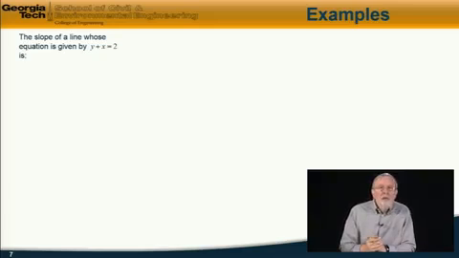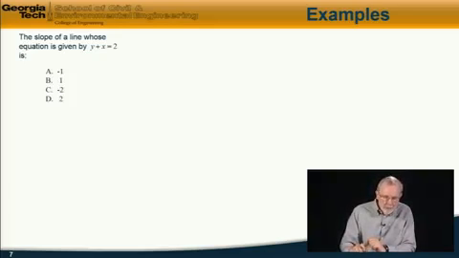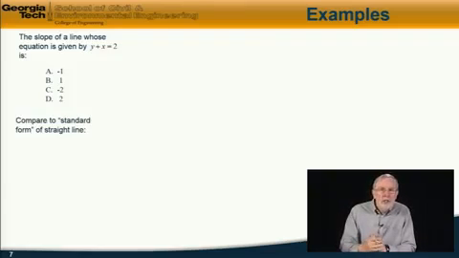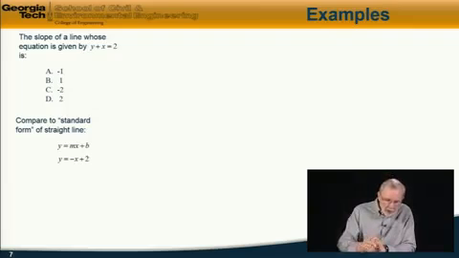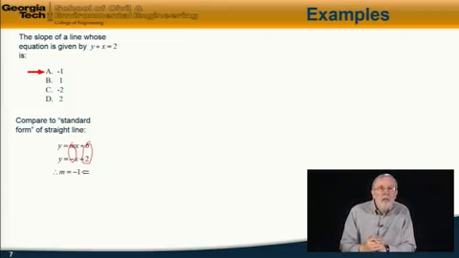Next example, the slope of a line whose equation is given by y plus x equals 2 is which of these? So first, it's easiest to just write that equation in the standard form, y equals mx plus b. In other words, in this case, rewriting the equation, we have y is equal to minus x plus 2, from which we see that m here is equal to -1 and b is equal to 2. So the answer is the slope of the line is -1.